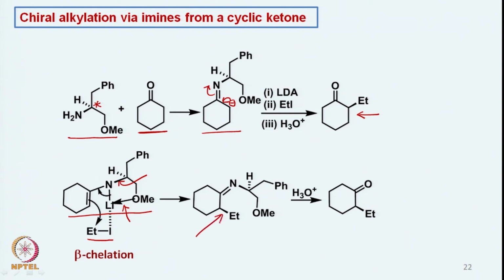introduction of the carbon-carbon bond from the beta side, because the beta chelation is the one that is guiding this, and then eventually after the hydrolysis of this carbon-nitrogen double bond, or the imine bond, that leads to the formation of the ketone, where this is beta oriented.